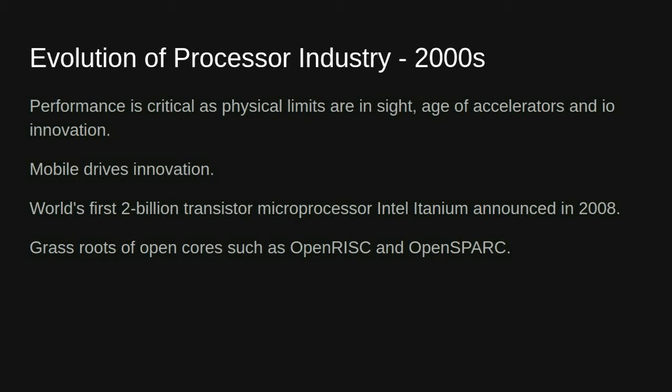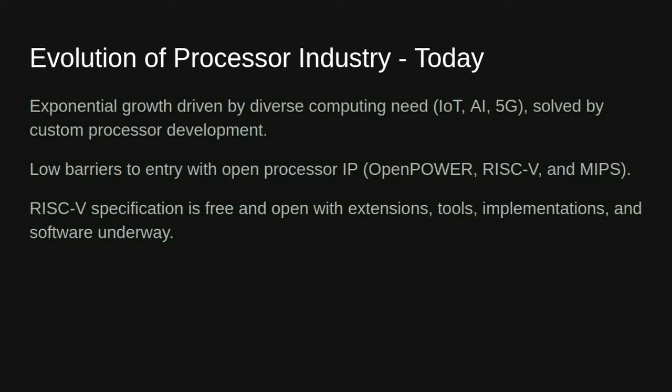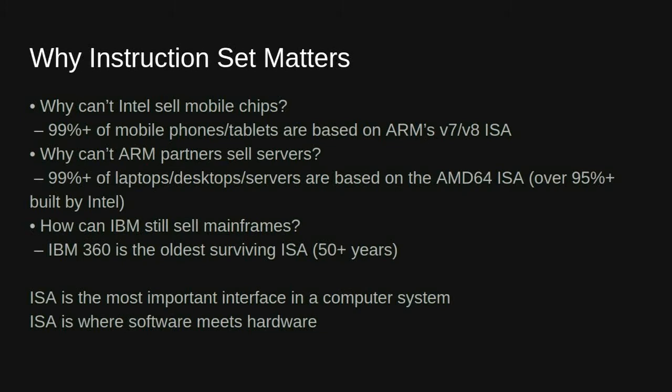And accelerators start to be needed. And then today, a lot of diverse computing needs, communications, IoT, AI, need custom processor development. You're going to be limited by the amount of power or something that slows your processor down. I mainly wrote this about RISC-V since they're the older open ISA, but I do mention OpenPOWER a little bit in it. And why does the instruction set even matter?